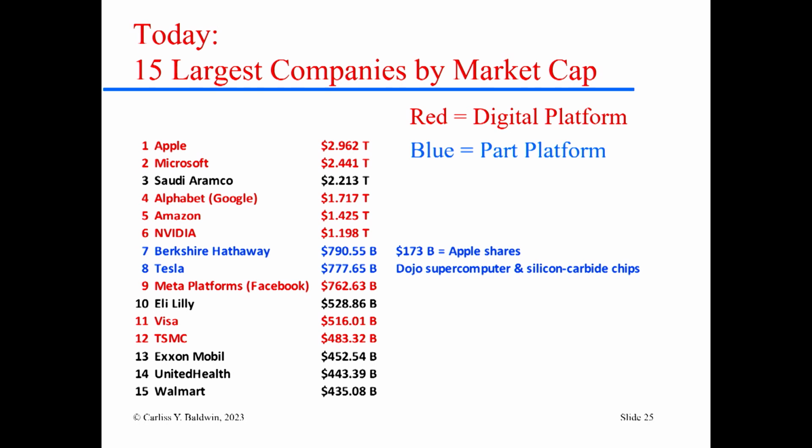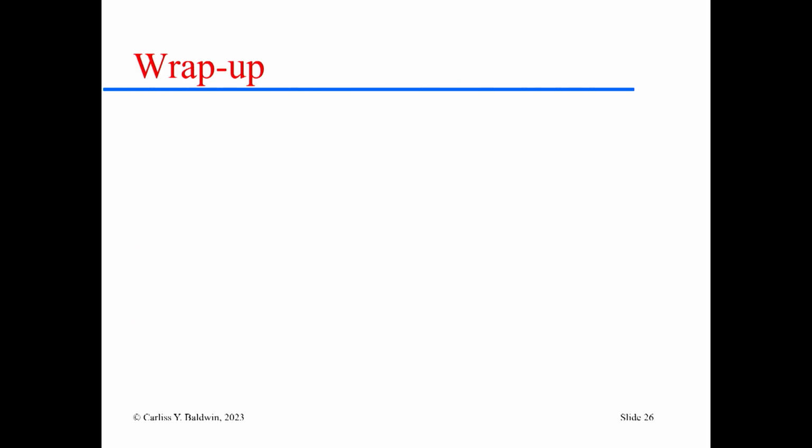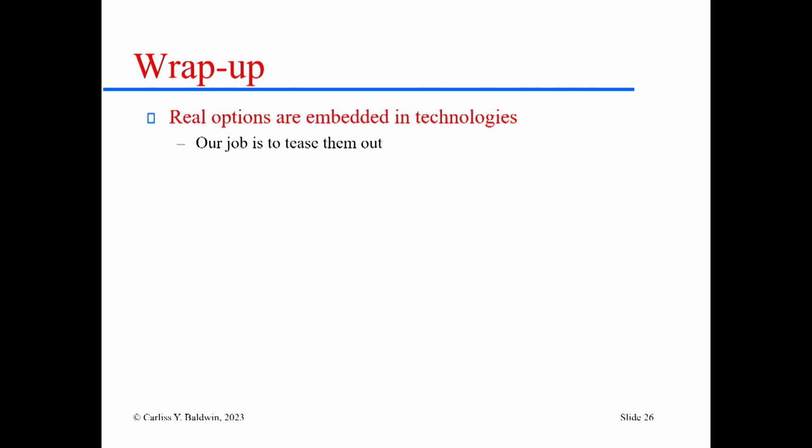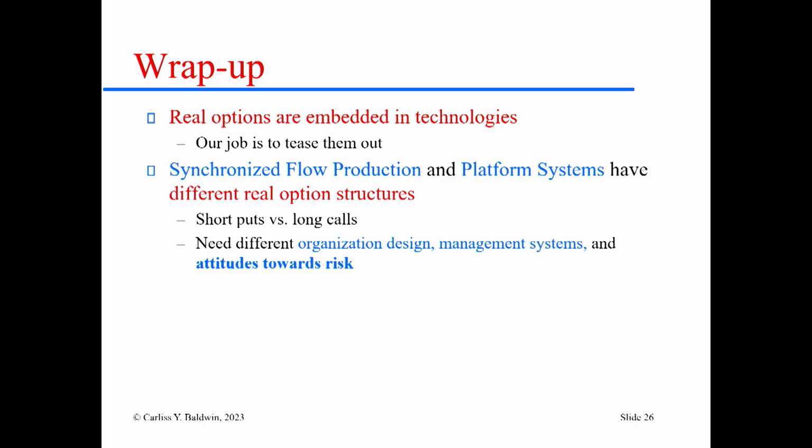So blue is part platform, black is flow production. Wrap up: real options are embedded in technology. We just need to tease them out. Synchronized flow production and platform systems have different real option structures.